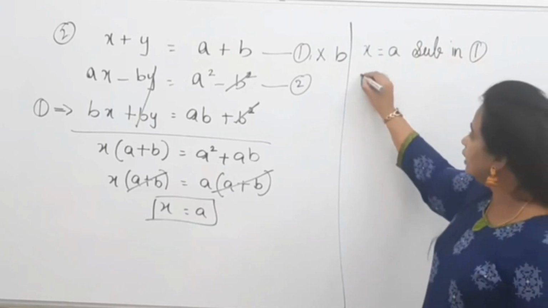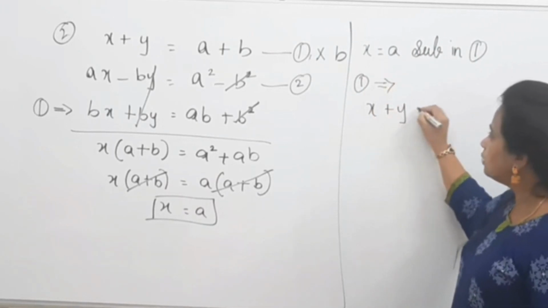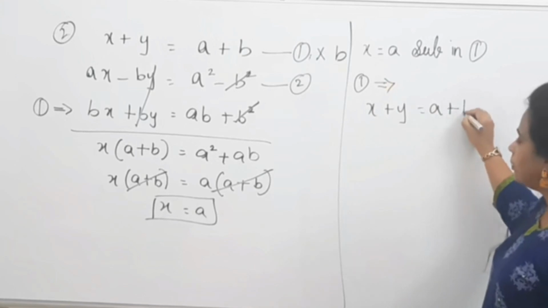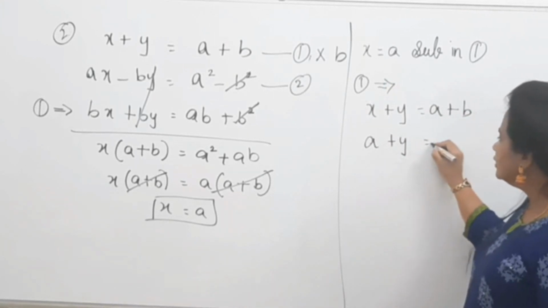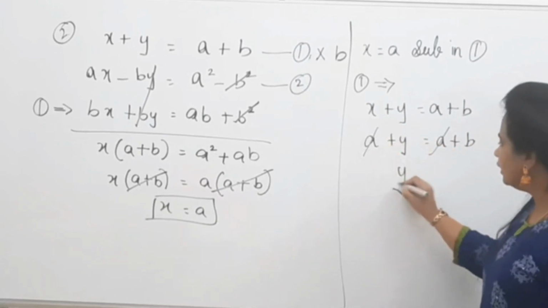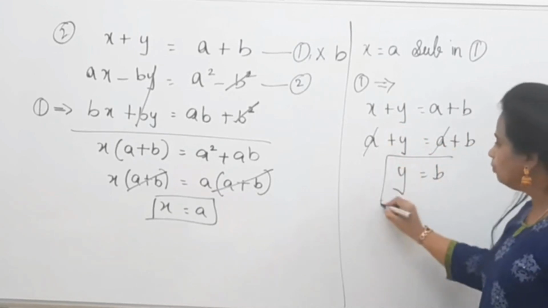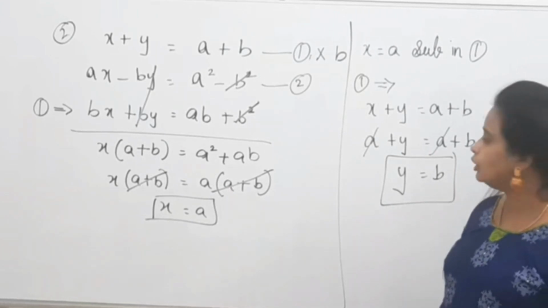So my first equation tells like this. Let me write my equation. x plus y is equal to a plus b. So x is equal to a, a plus y is equal to a plus b. A gets cancelled. That means y is equal to b. So x is equal to a and y is equal to b.